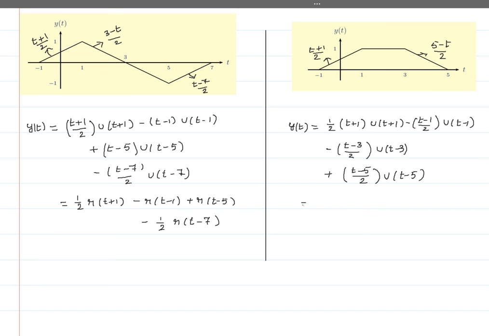Note that every term has 1 by 2 as a common factor, so this should be equal to 1 by 2 times r of t plus 1, minus r of t minus 1, minus r of t minus 3, plus r of t minus 5, and this is the way we can represent the second signal. Thank you.